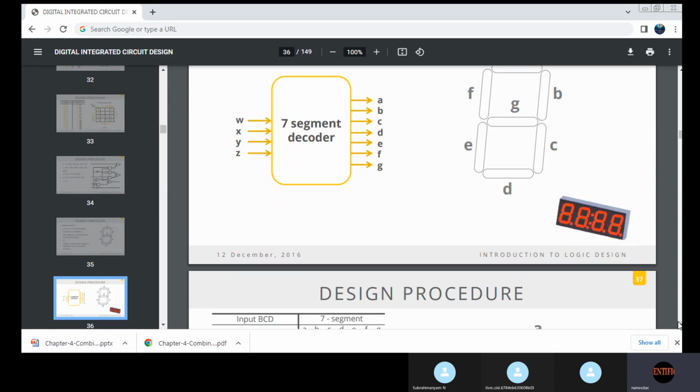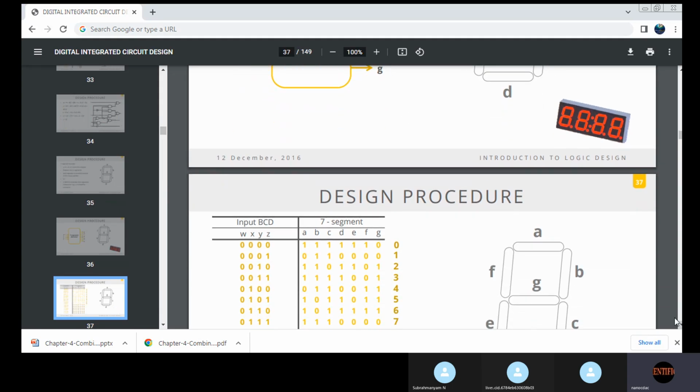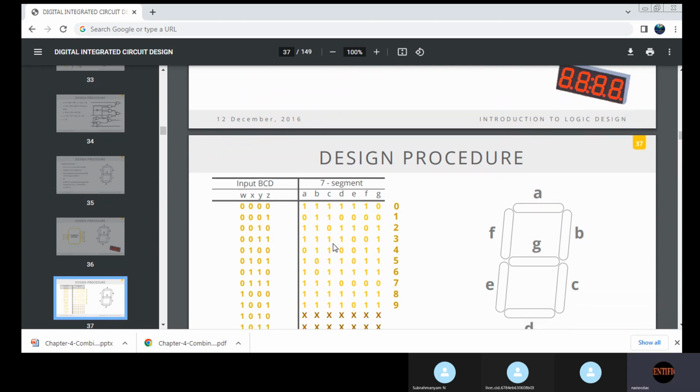How do you design this 7 segment decoder, see. Inputs are W, X, Y, Z, outputs are A, B, C, D, E, F, G. So for 0000, A, F, E, D, C, B, all these will be high except G. You can see here the G light does not glow. For 0001, that is 1, so only B and C will be high, and the rest of the things will be low.